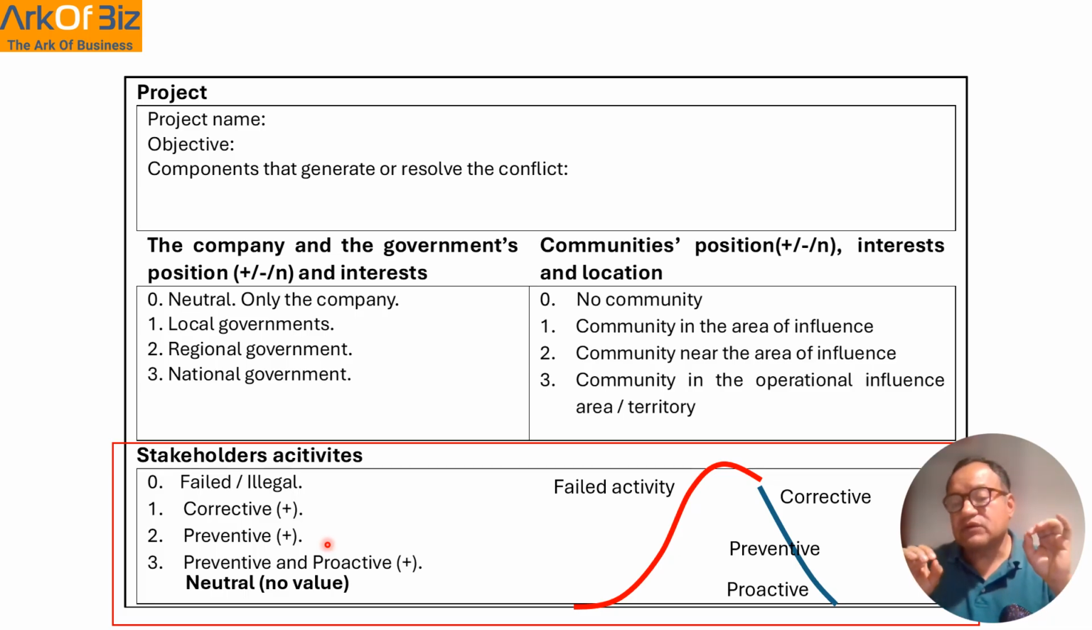This is a very, very good activity, preventing activity. However, there is another activity. This is proactive activity. This is the top tier behavior, because here the company goes beyond prevention to build peace and progress.